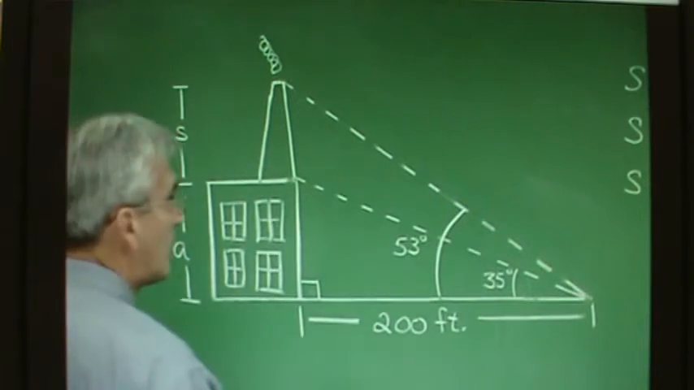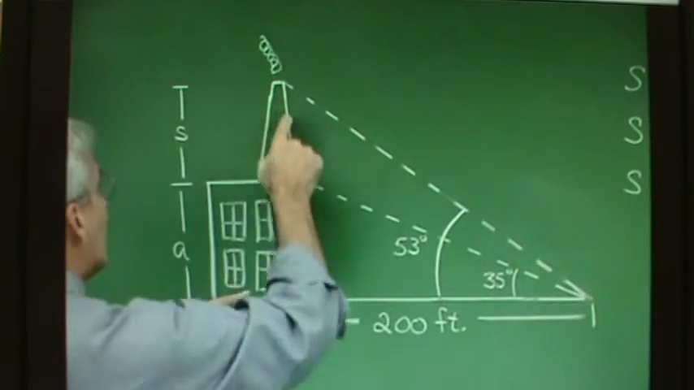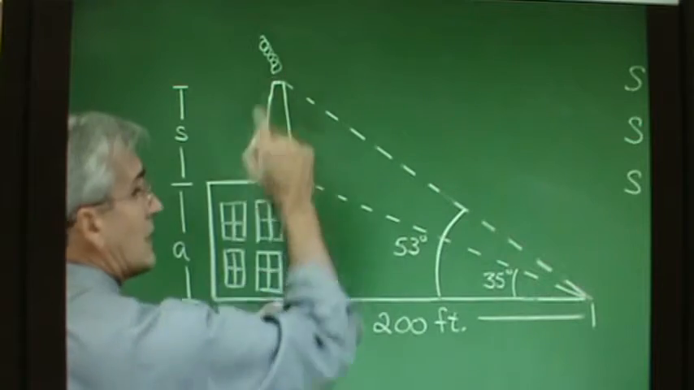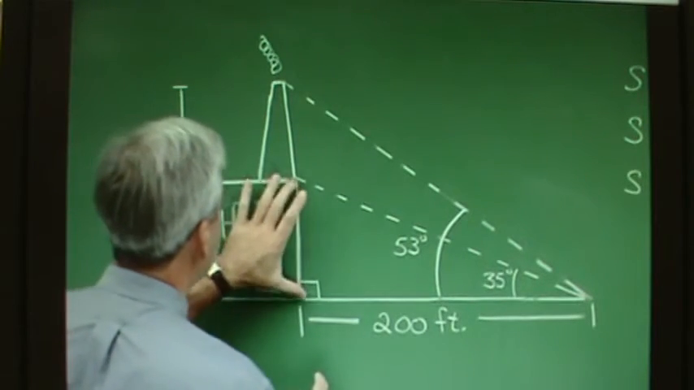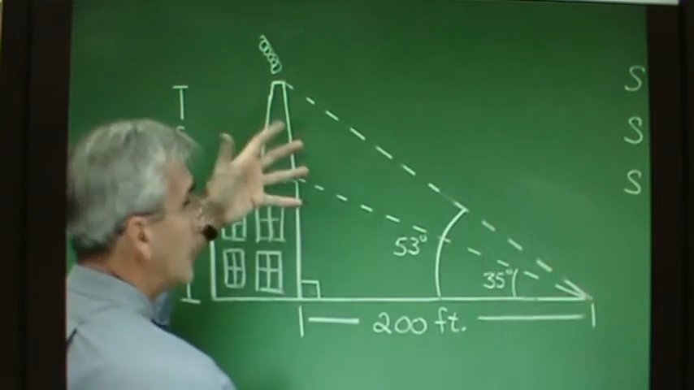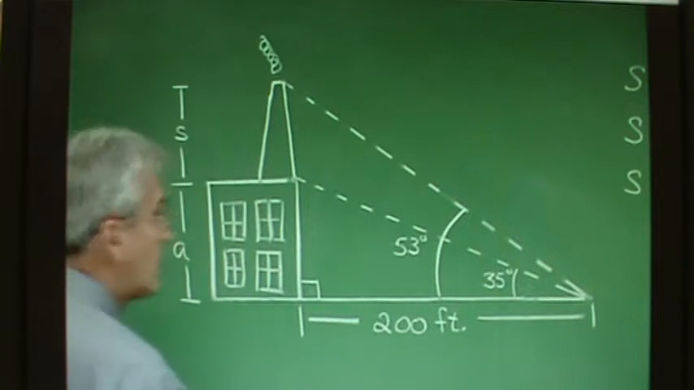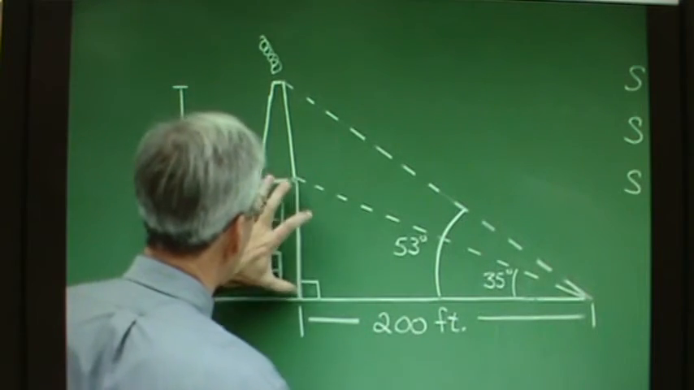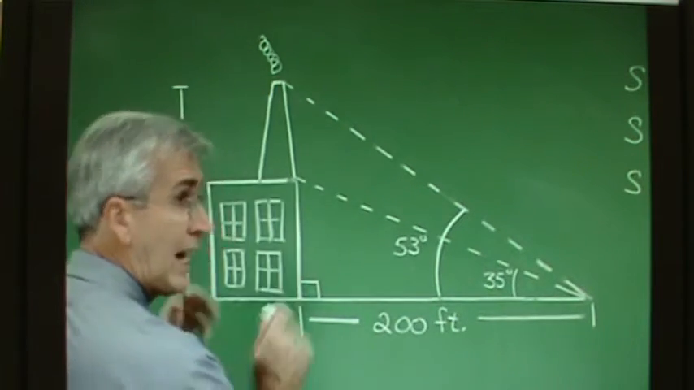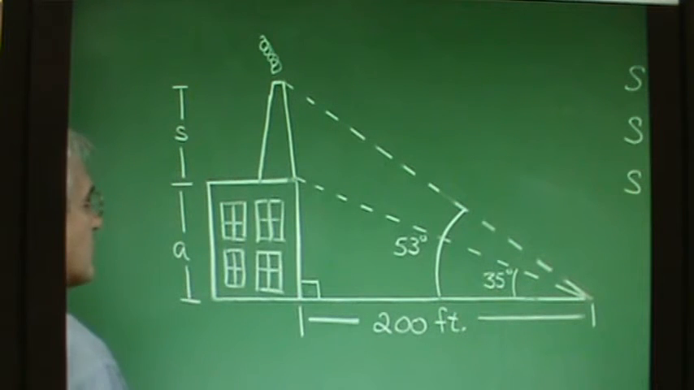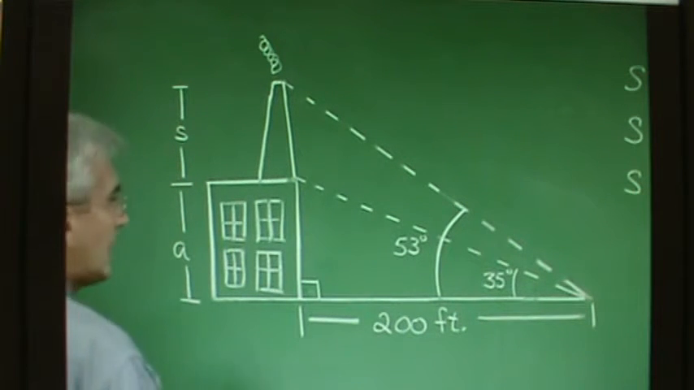So what we're going to end up doing is finding the height of both the building with the smokestack, and then we'll find the height of the building, and then we'll take the difference between the two. It doesn't matter which one we find first, whether it's the building or the building and the smokestack, but at any rate, we're just going to find the difference of the two. Okay, so let's do that.